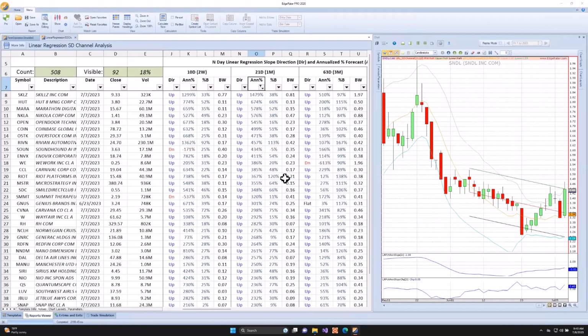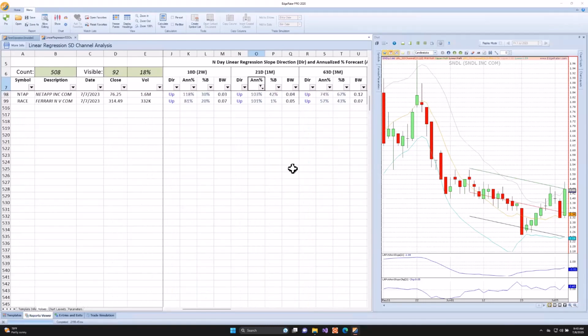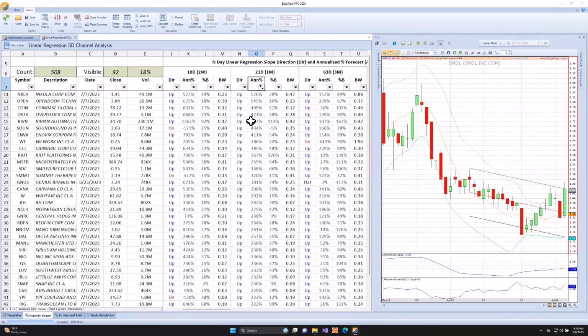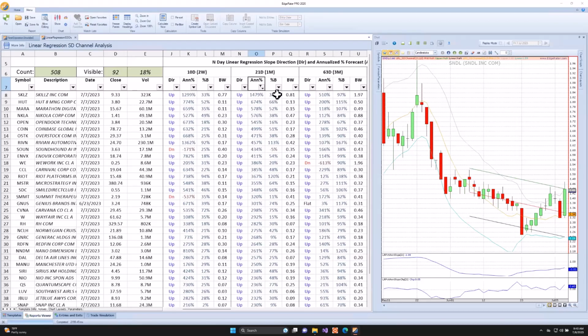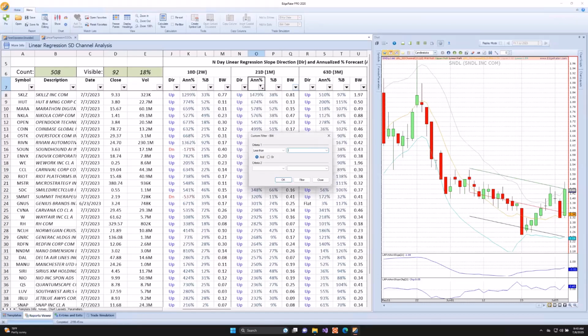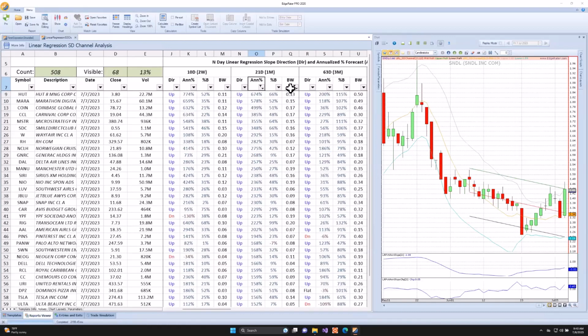So I filter that, and I've now got a much smaller list. Direction is up in all of these, obviously, because the annualized percent is higher. I'm also going to look for where the bandwidth is low. So I'm going to do a filter based on bandwidth, and say bandwidth is less than 0.2. Okay, so we're moving up, bandwidth less than 0.2, and now I can sort by %B.